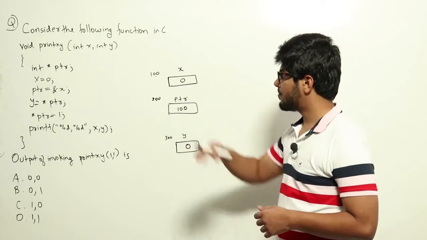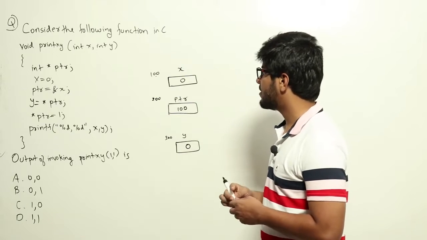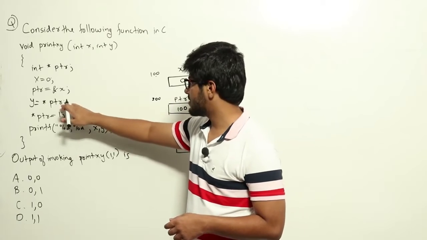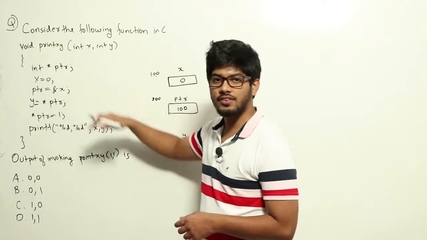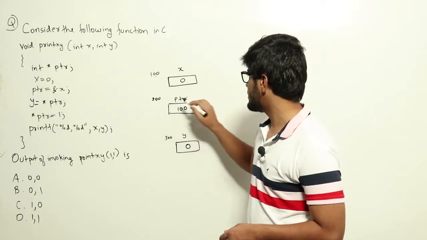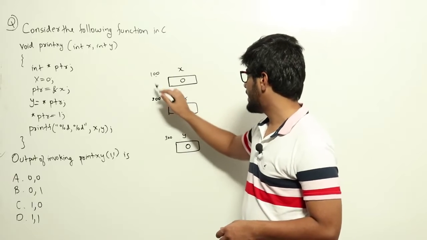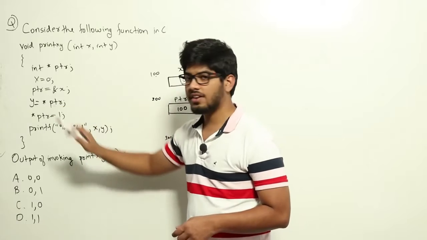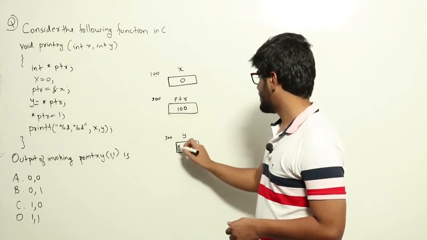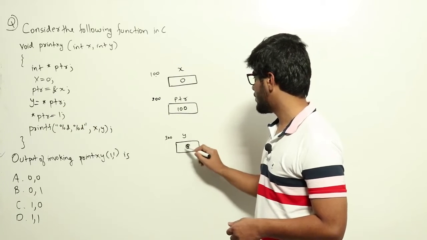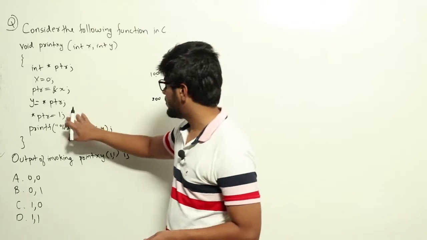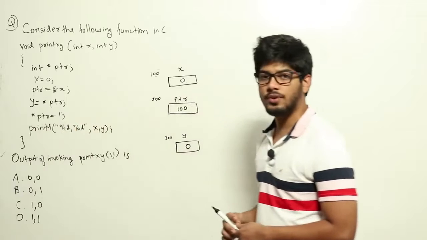When we do star of ptr on a pointer, it goes to the address contained inside the pointer, and then takes the value inside that address. So the address inside this pointer is 100, and the value inside 100 is 0. So star of ptr will return 0, and y will be 0 now. Let us say this is y, the value inside y is 0, and let us say the address of y is 300.